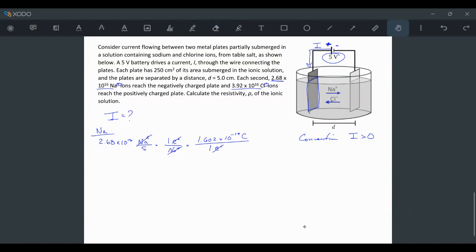So I'm not going to do this calculation. I'll leave it up to you if you want to do it. But I'm going to call the number that results when we put this into a calculator I_Na. And this is just the magnitude of the current.